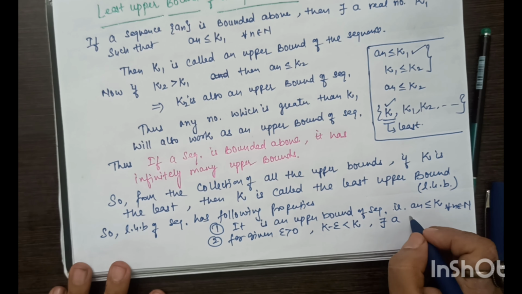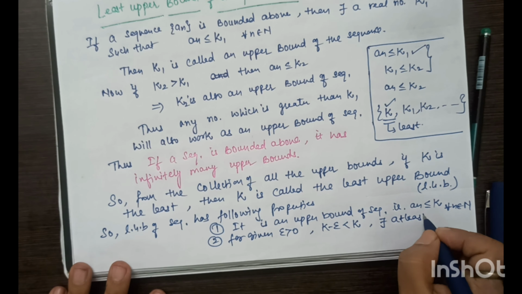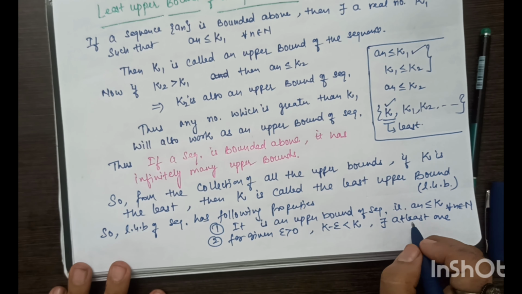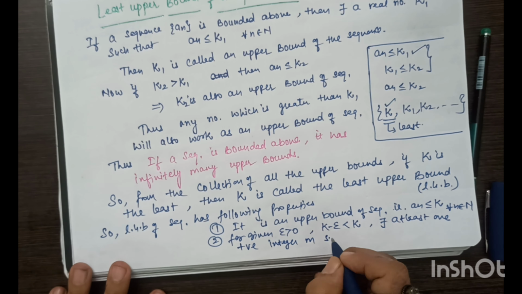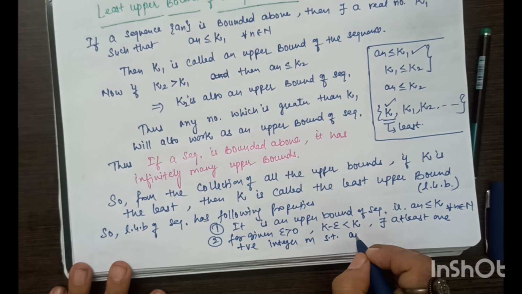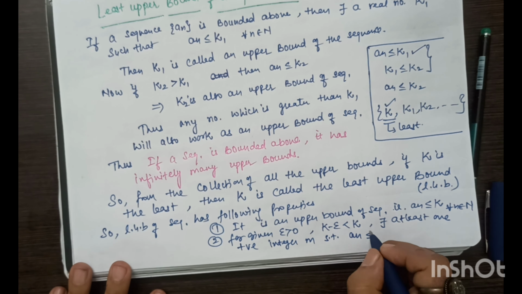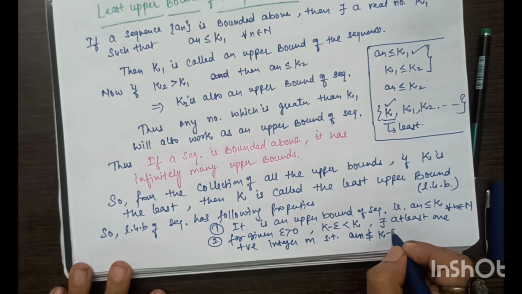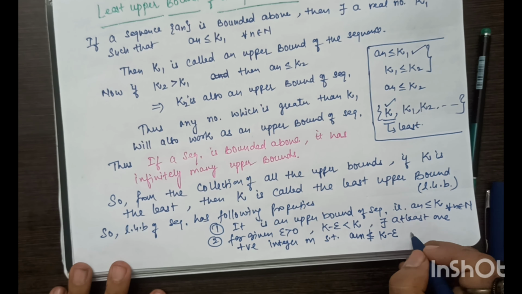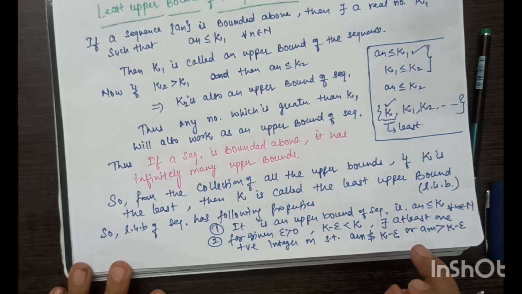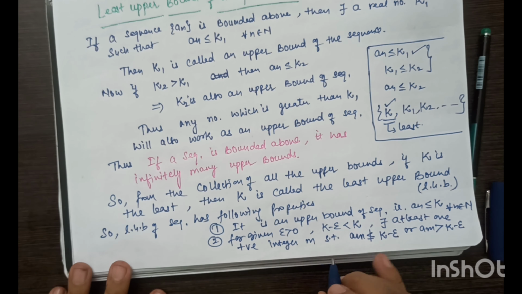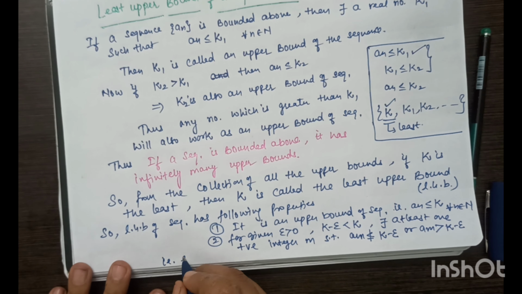So for this we say there exists a positive integer small m, there must exist at least one, more than one can also exist, at least one should be there such that a_m is not less than or equal to k minus epsilon. That is, a_m should be greater than k minus epsilon, because if a_m would be less than or equal to k minus epsilon, then k minus epsilon will start working as an upper bound, then k won't be the least one.